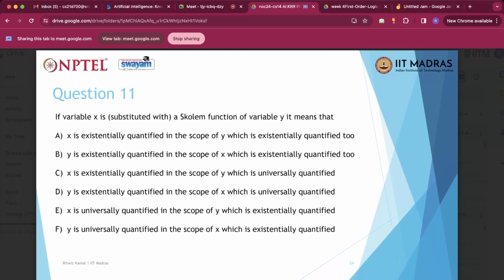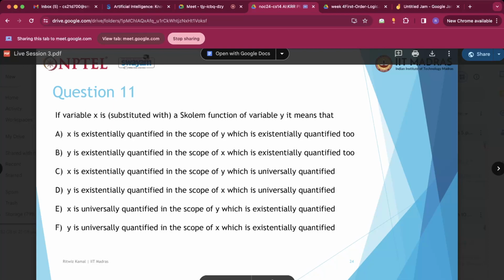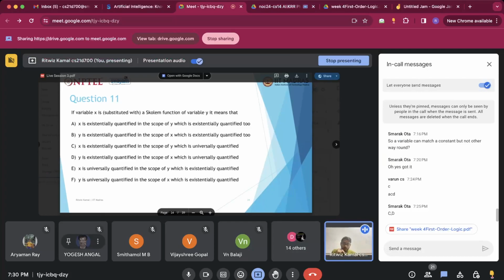So this question asks us about a Skolem function. A variable x is substituted with a Skolem function of variable y, then this means which of the following? So remember the definition of Skolem function we just saw, and based on that, what do you think will be the correct options? Remember, a Skolem function only replaces something that is existentially quantified and that is in the scope of a universal quantifier. So I'm giving you a hint over here.